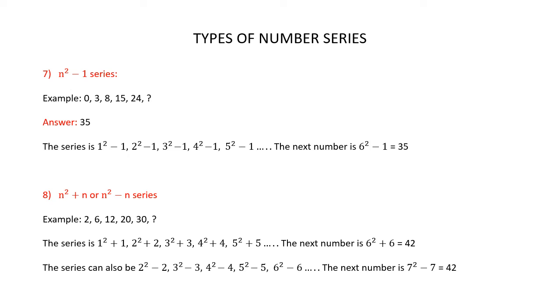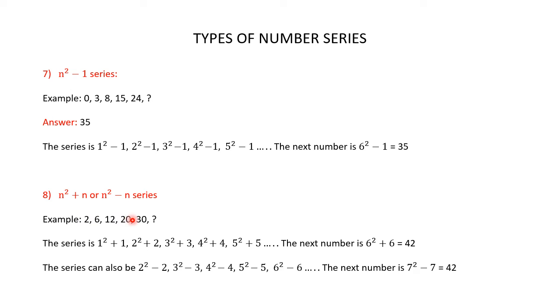Let's understand how. If it is an n squared plus n series, the series will be 1 squared plus 1, which is 2, 2 squared plus 2, which is 6, 3 squared plus 3, which is 12, 4 squared plus 4, which is 20, 5 squared plus 5, which is 30. The next number is 6 squared plus 6, which is 42. So the answer is 42. Here the series was n squared plus n series.